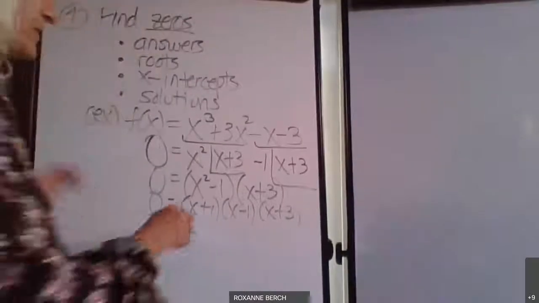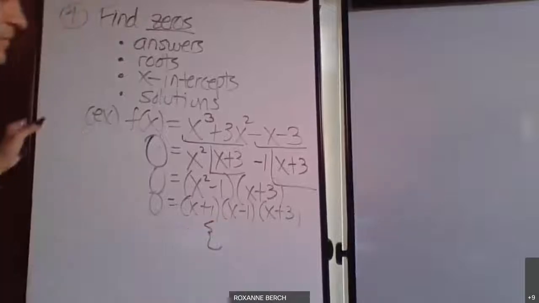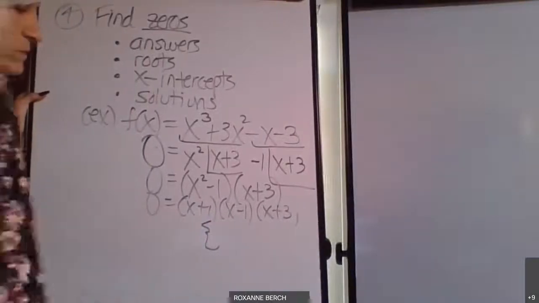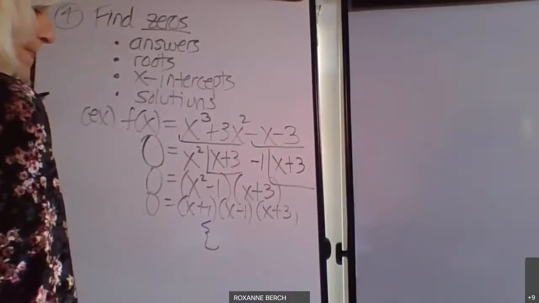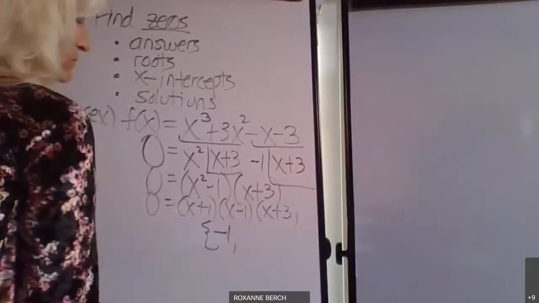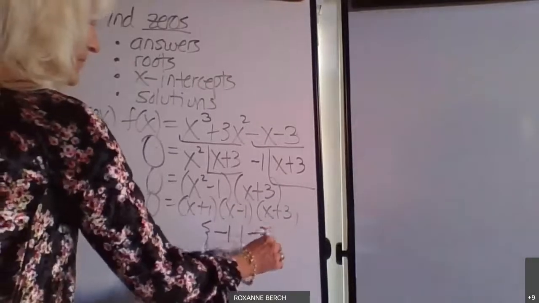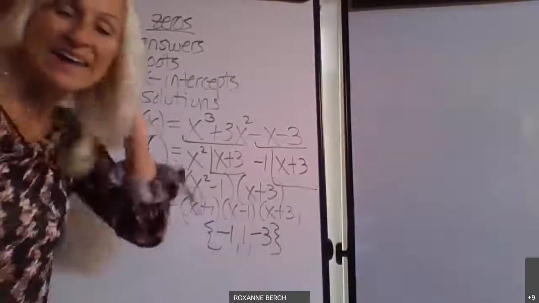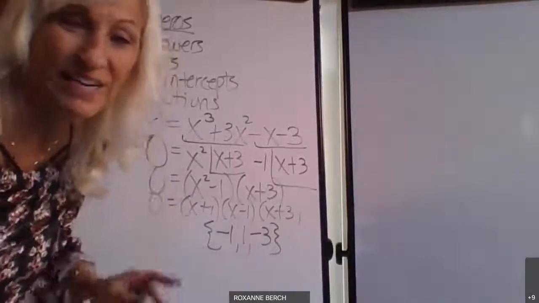All right, so what are the roots, guys? What makes this 0? -1. What makes that 0? +1. What makes that 0? -3. All right, now I'm kind of getting ahead of myself, but I'm so excited. I got to show you.